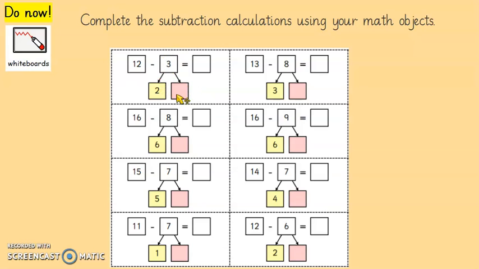Here, inside your subtraction, there is what looks like a part-whole model. And that's exactly what it is. So, 3 is the whole. One of the parts is 2. How many more do I need to make 3?